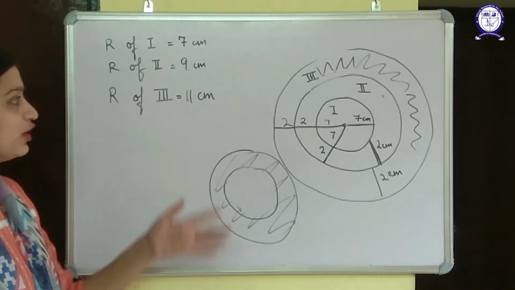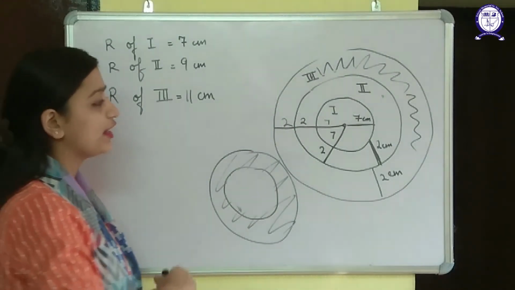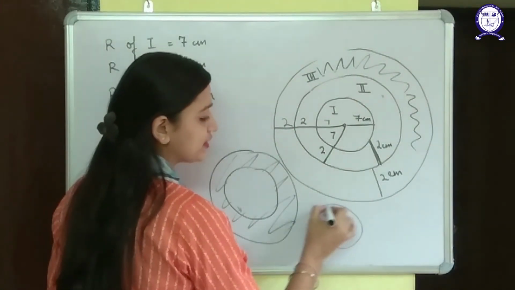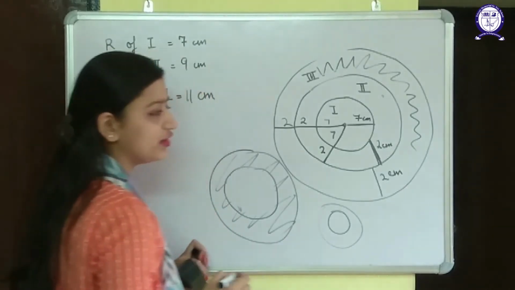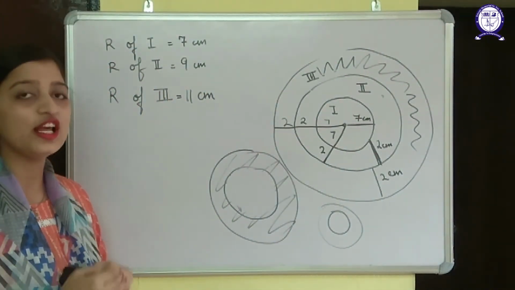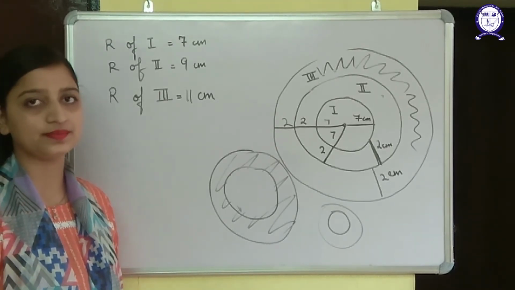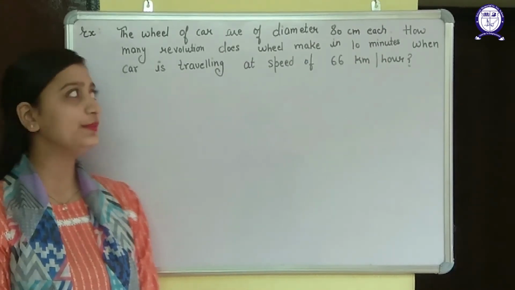Similarly, they can ask for the area of the second region. So what will we do? We can do the area of the second circle minus the area of the first circle. Okay, so this is the pattern of doing the question. Questions of this type can also be asked in the exercise. Let's take the next example.